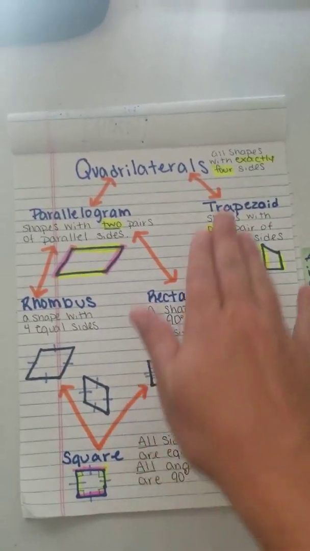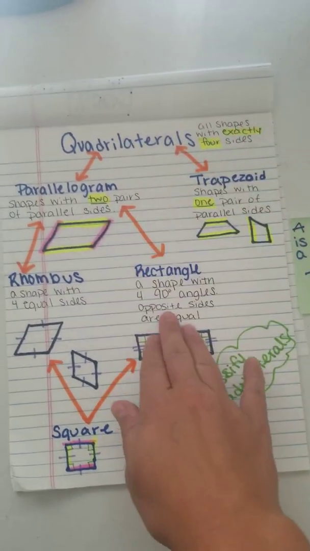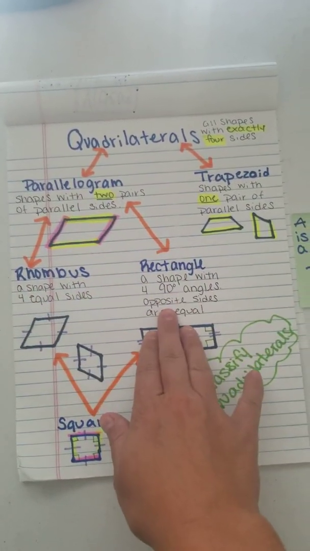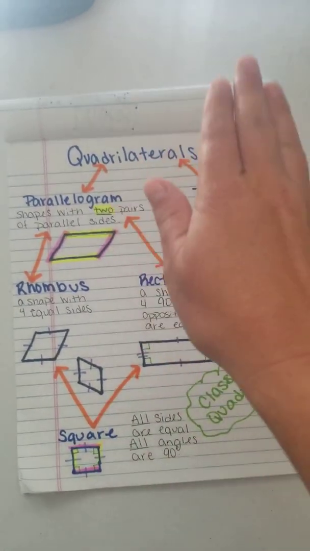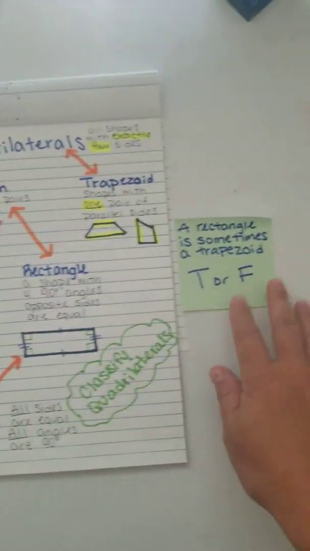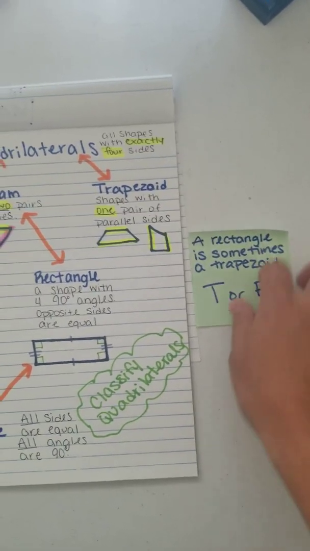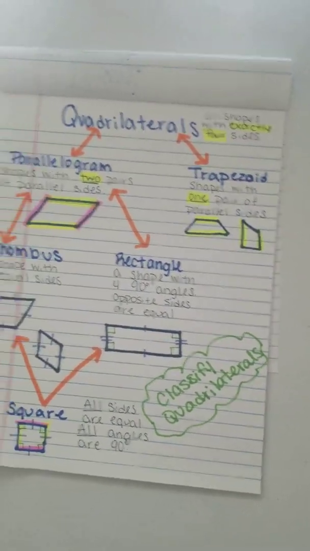A rectangle is never a trapezoid. A rectangle always has 2 pairs of parallel sides. That's why it's underneath parallelogram. So a rectangle is never a trapezoid. So in this case, because it says sometimes and not never, our answer is false, okay?